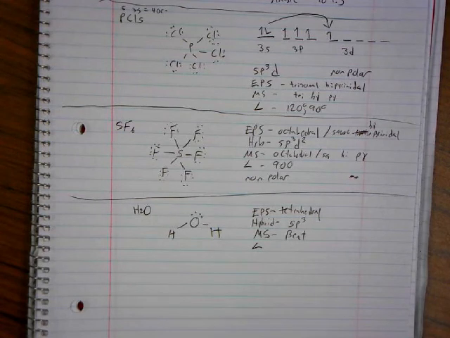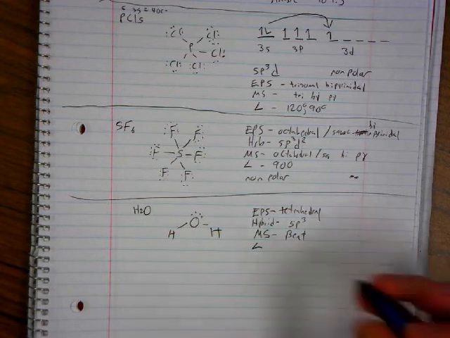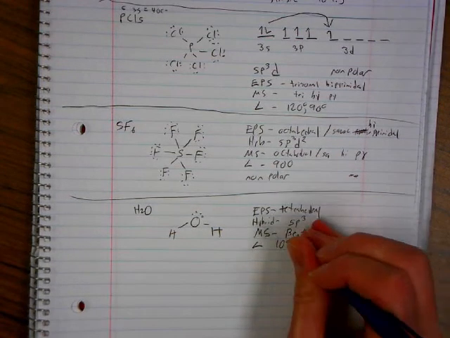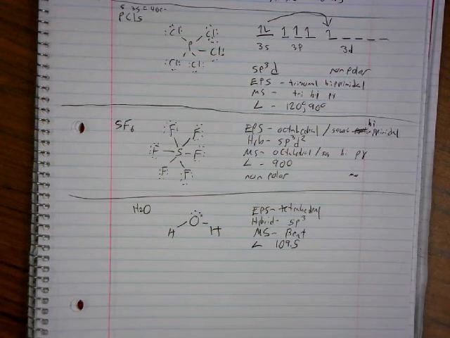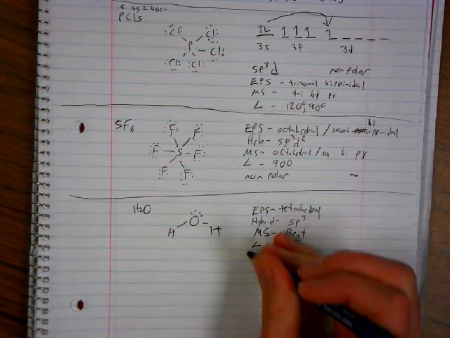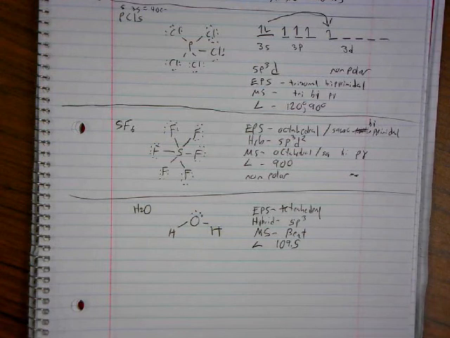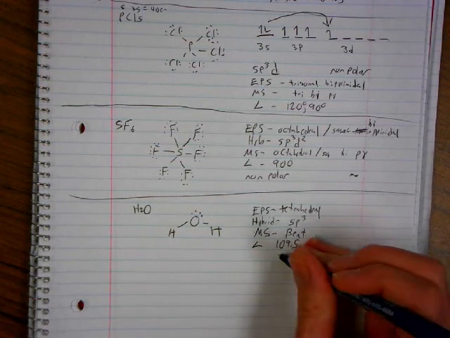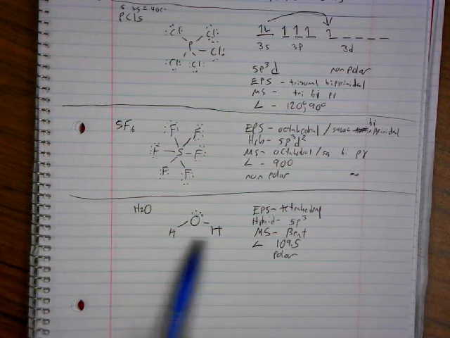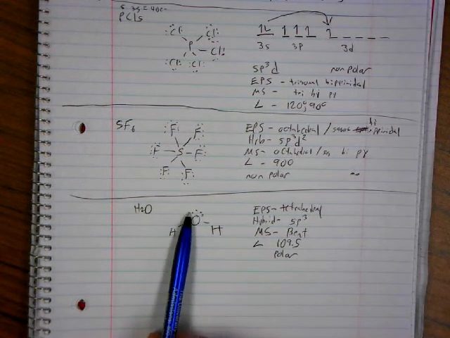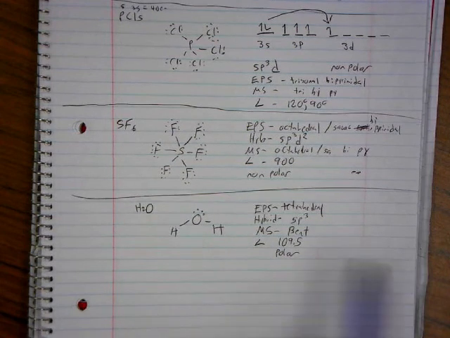Angle is based off of your electron pair structure, which is tetrahedral. So our angle is 109.5. 109.5 is tetrahedral. And polar or non-polar? Water is definitely polar, because I have an uneven distribution of charge. I have negative on this side, and I have positive on this side.